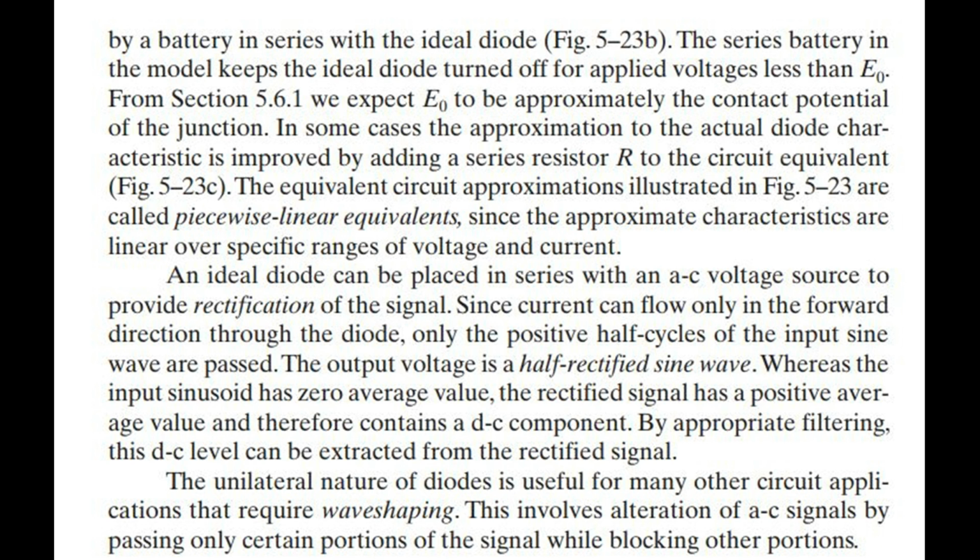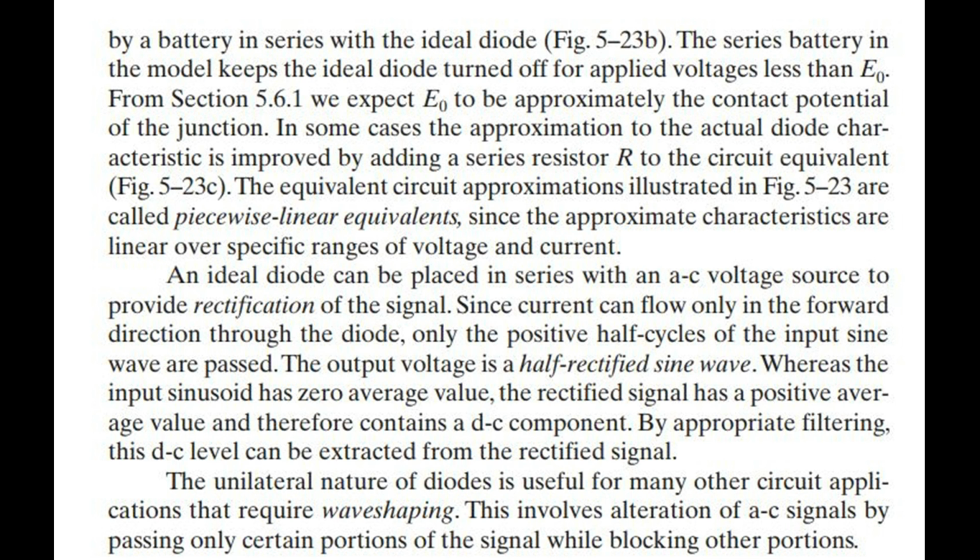In some cases the approximation to the actual diode characteristic is improved by adding a series resistor R to the circuit equivalent, Fig 5-23c. The equivalent circuit approximations illustrated in Fig 5-23 are called piecewise linear equivalents, since the approximate characteristics are linear over specific ranges of voltage and current. An ideal diode can be placed in series with an AC voltage source to provide rectification of the signal.